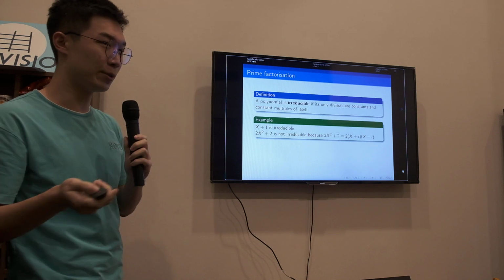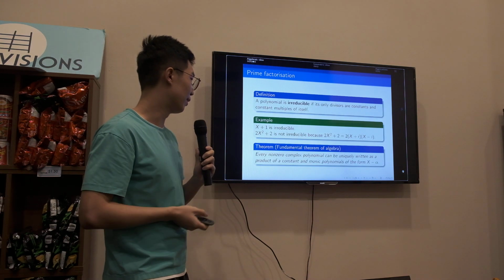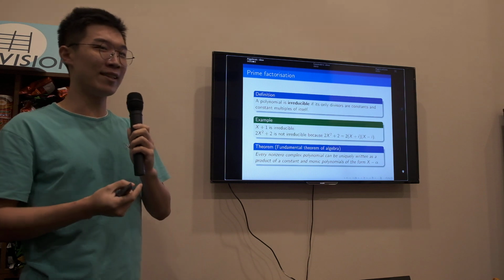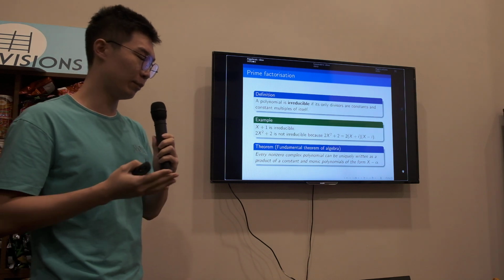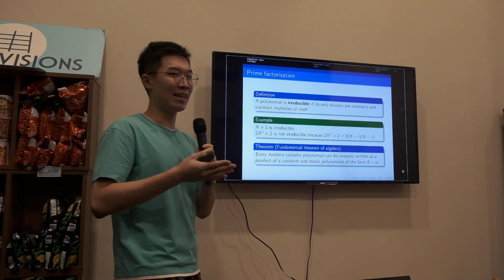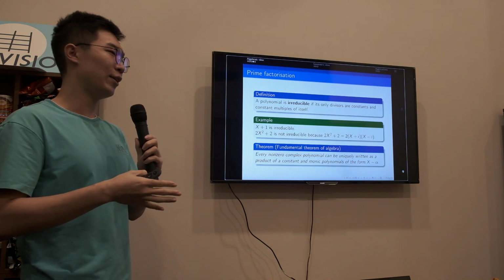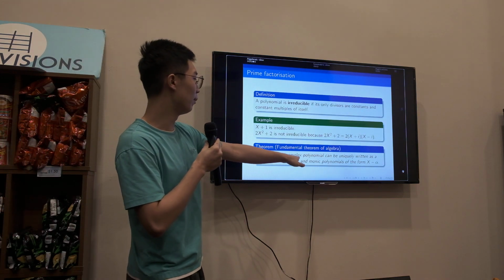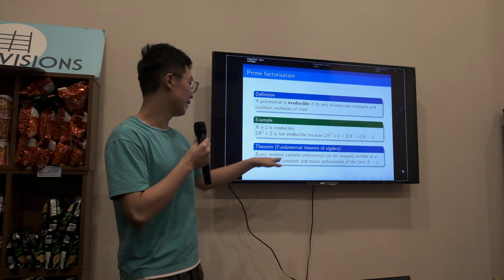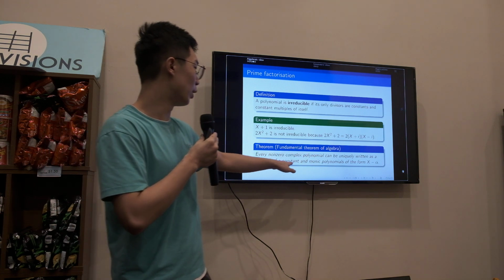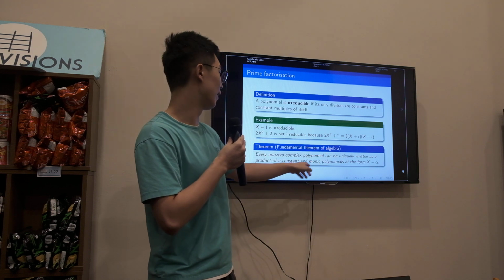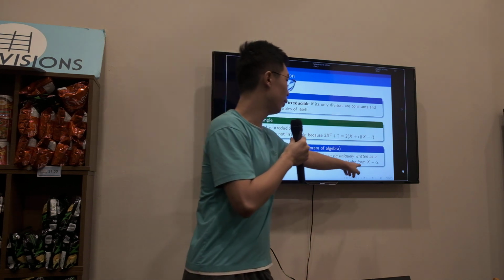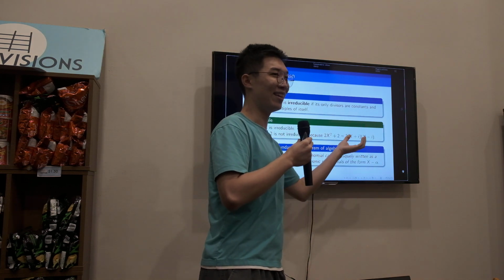For complex polynomials, we have another theorem, which is called the fundamental theorem of algebra, which says that every complex polynomial of degree n has exactly n roots. But you can say it in another way, which is by saying that every non-zero complex polynomial can be uniquely written as a product of a constant and monic polynomials of the form x minus alpha. Monic here just means that the leading coefficient of the largest degree is 1.